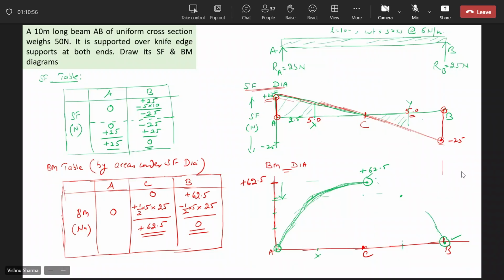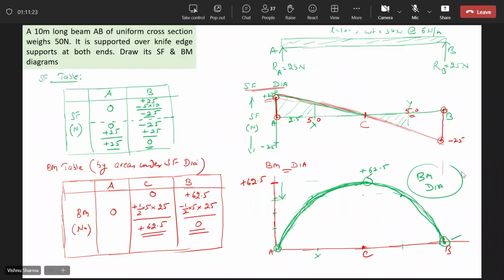So it will be a mirror image. Whatever this curve on this side is, the mirror image of this will be on the other side. Exactly the same, it will continue, and you'll get a curve, which is your BM diagram. Guys, I'll take a pause here if anybody has any questions on shaping the BM diagram. So it is not necessary that SF diagram and BM diagram should always be straight lines.